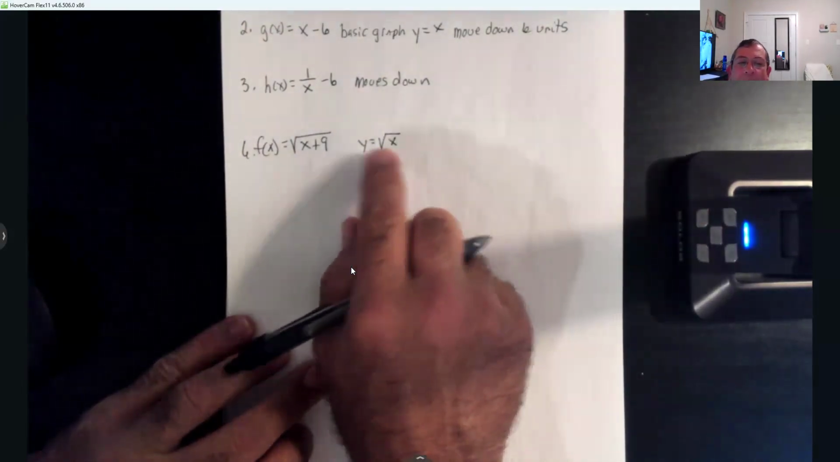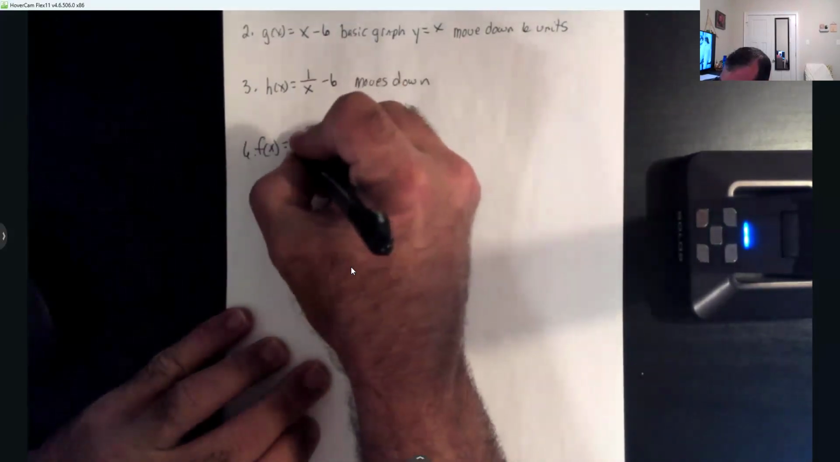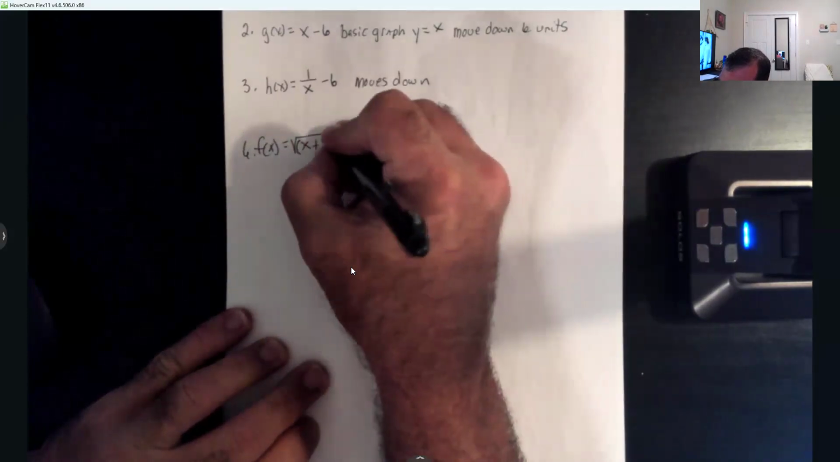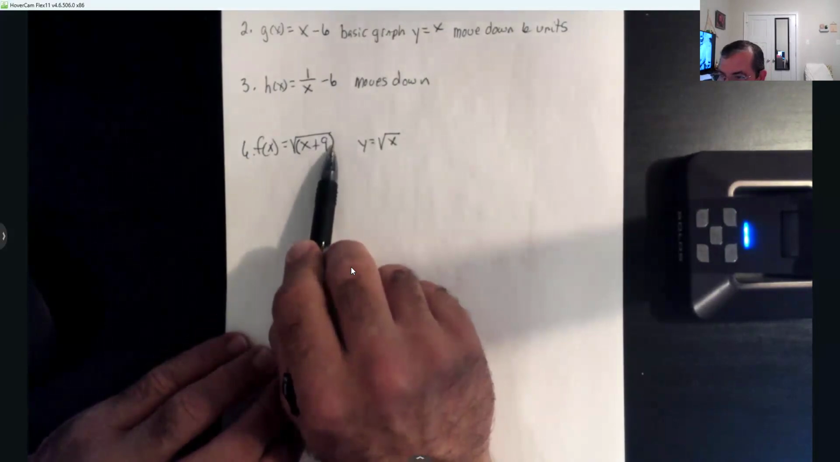Okay. Now, here's the thing about square roots. When it's under the square root, you're treating it like it's in parentheses, okay?